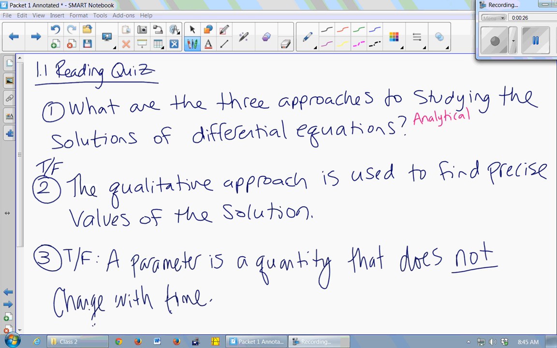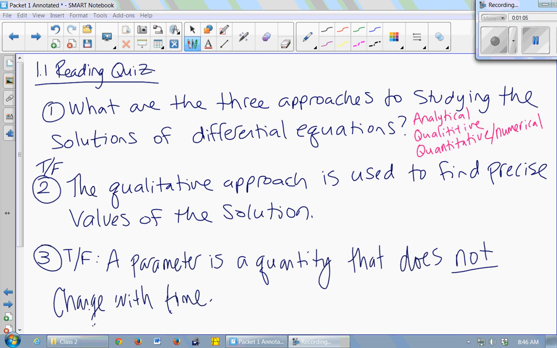So analytical is like solving, just manipulating the variables, solving. Qualitative is when you just think holistically about what the function that has to solve it will look like. Maybe sketching a graph without any precise values. And then the last one is either quantitative or numerical. And we'll see a quantitative or numerical approach in class today.